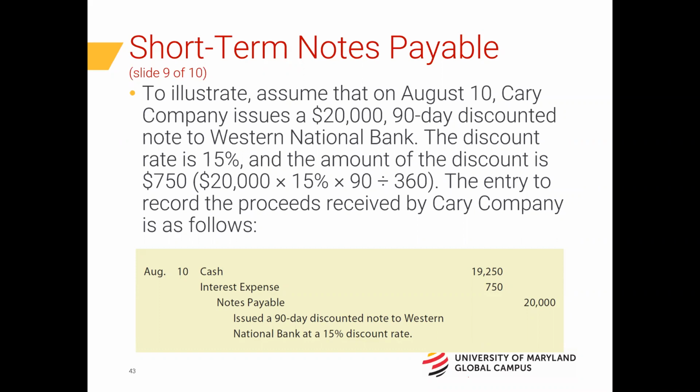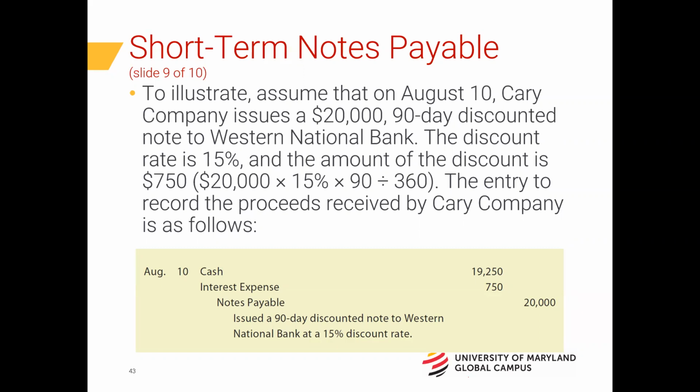For a $20,000 loan, 90 days, discount note, 15% interest rate or discount rate. It works the same way as a regular note does, except we are accounting for the interest expense up front. We're accounting for it at the time we're receiving the cash. But you'll see that I'm only receiving $19,250 from the bank, not the $20,000. The reason being is because it is a discount note. So the amount of cash I receive is the principal minus the interest. That's the amount of cash that I would receive.